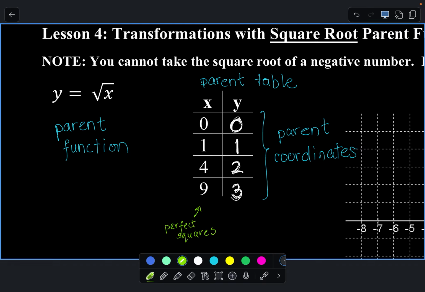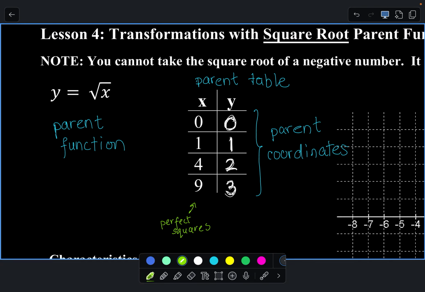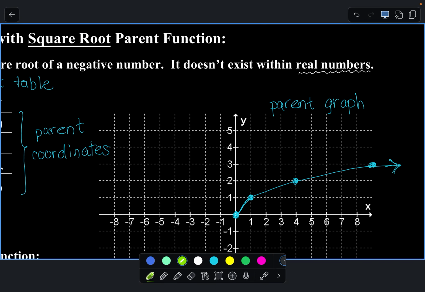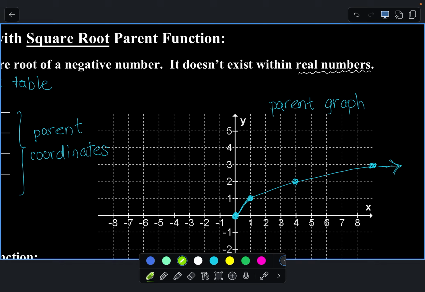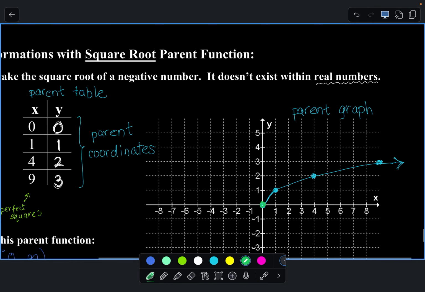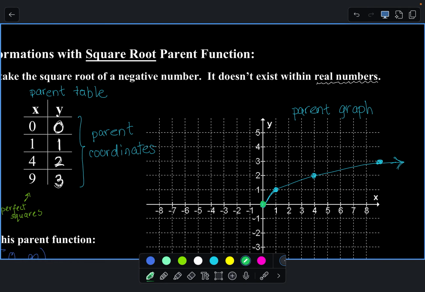Okay, so in our parent table, we have parent coordinates. When we go to plot these coordinates, this is what our parent graph would look like. Notice that you have a vertex at the origin. Notice how my line, when graphed, does not go beyond it. It does not go below it. It does not go anywhere. It starts at the origin. And when we plot our other points, we see that it takes off up and to the right. Don't forget your arrowhead. You must have your arrowhead.